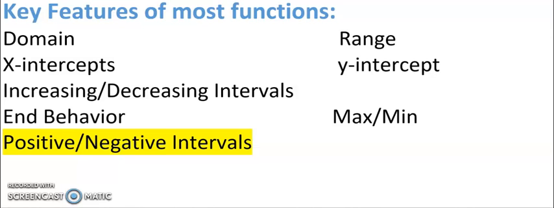Today we're going to talk about the key features of any function, and we're going to be able to point out all of these properties. I just want to remind you about what each of them is. First of all is domain. Those would be the x values on your graph. And range, of course, will be the y values. And we will describe them.